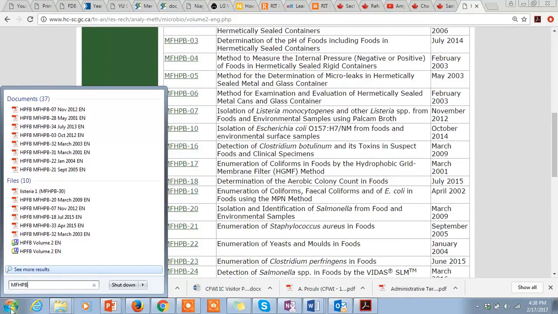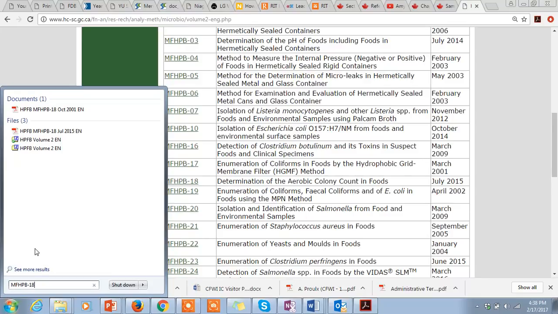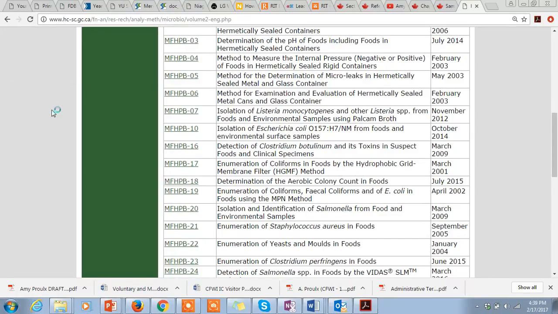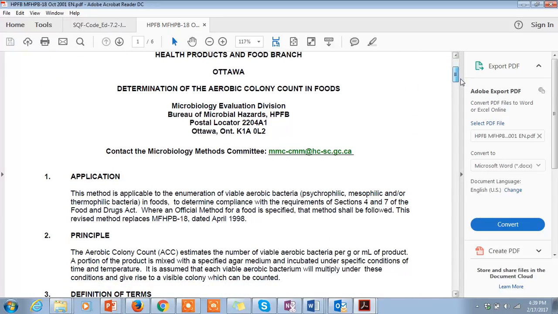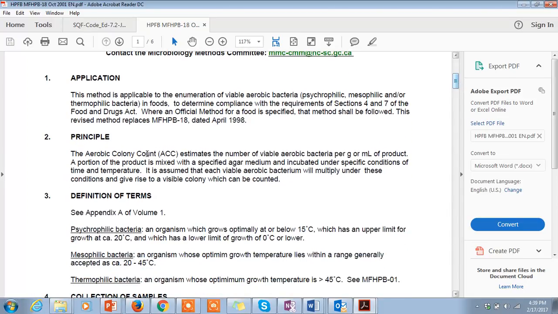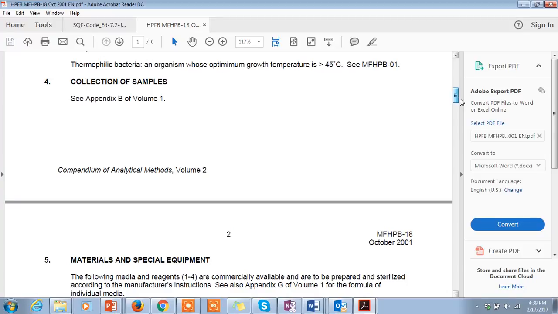MFHPB 18. And there's my method. This is where I do want to go through and make sure that this truly is indeed what I'm looking for. It's applicable to enumeration of viable aerobic bacteria, including psychrophilic, mesophilic, or thermophilic bacteria in foods. Fantastic. That sounds like what I'm after. And I can see what the core principle is. I can see what the collection of samples is going to be.